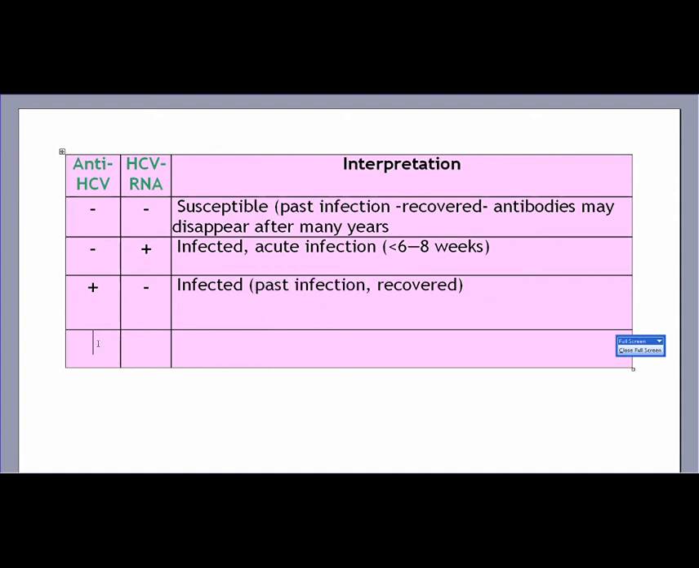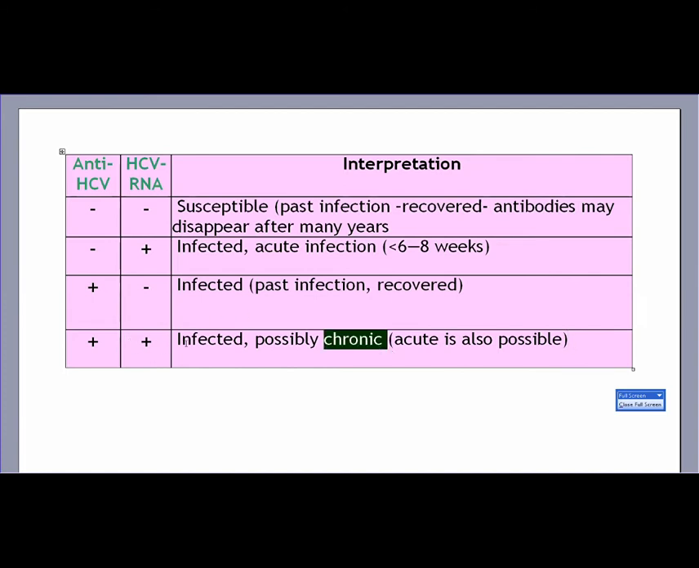And finally, both markers are positive. So the virus is replicating, and we find the antibodies already. So this patient is infected. Possibly chronic, possibly. But acute disease is also possible. So we cannot differentiate. The virus is replicating, but because chronic hepatitis is more common than acute hepatitis, this patient is possibly chronic, okay? But acute is also possible.